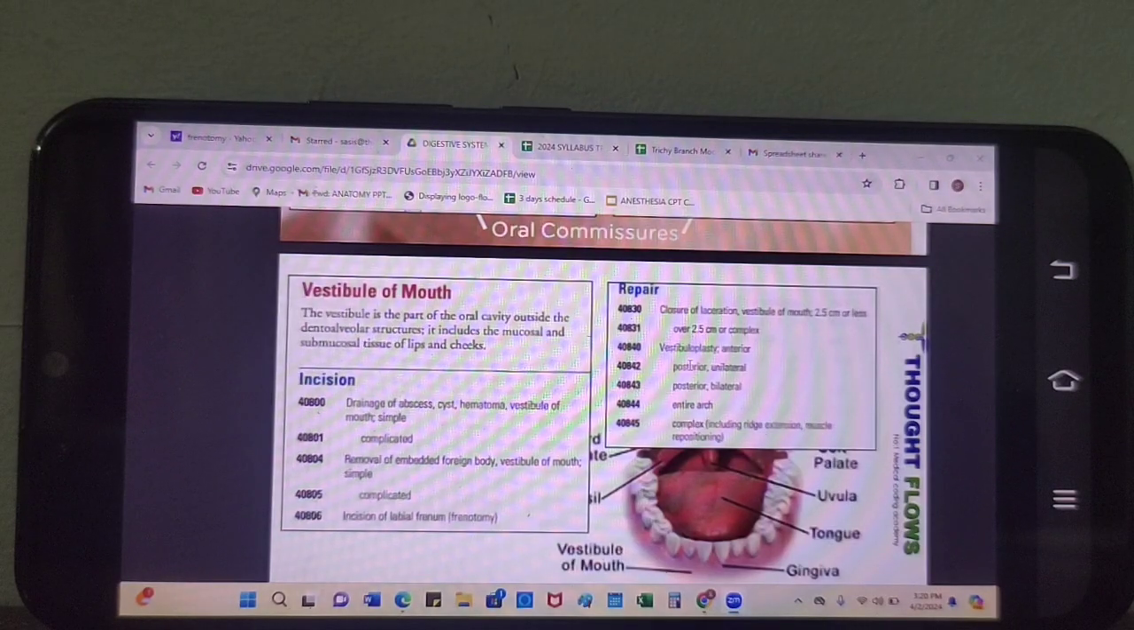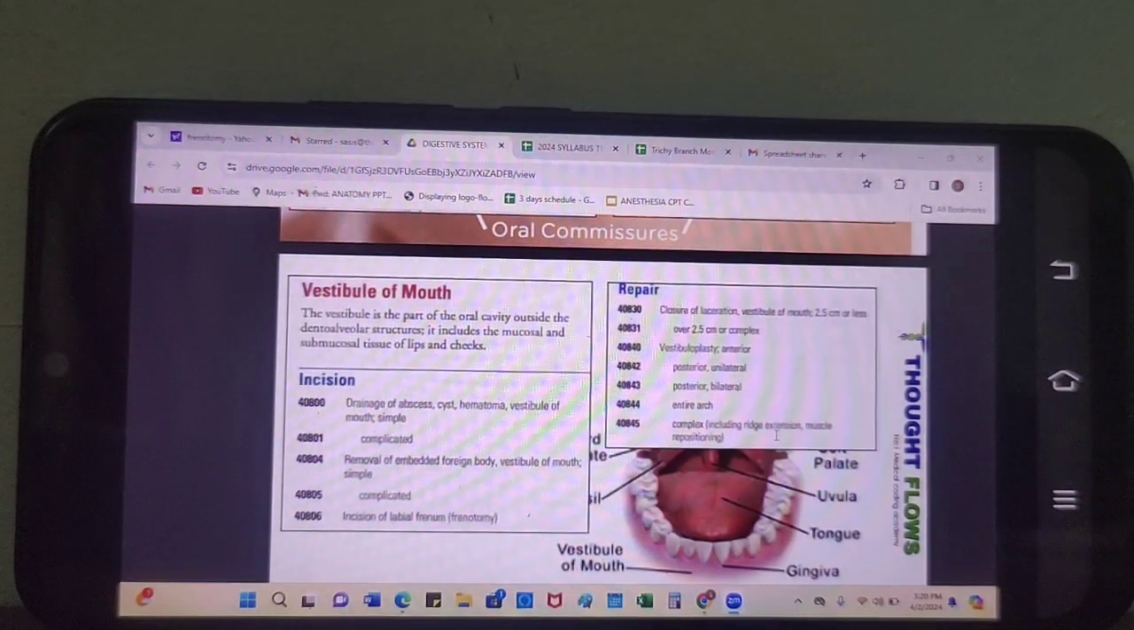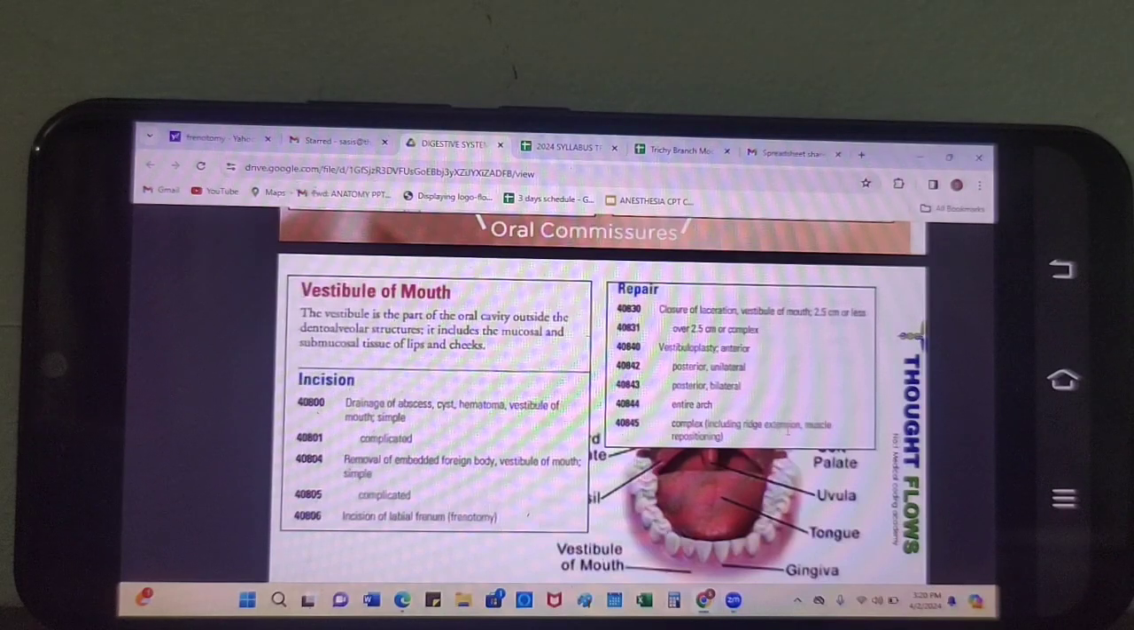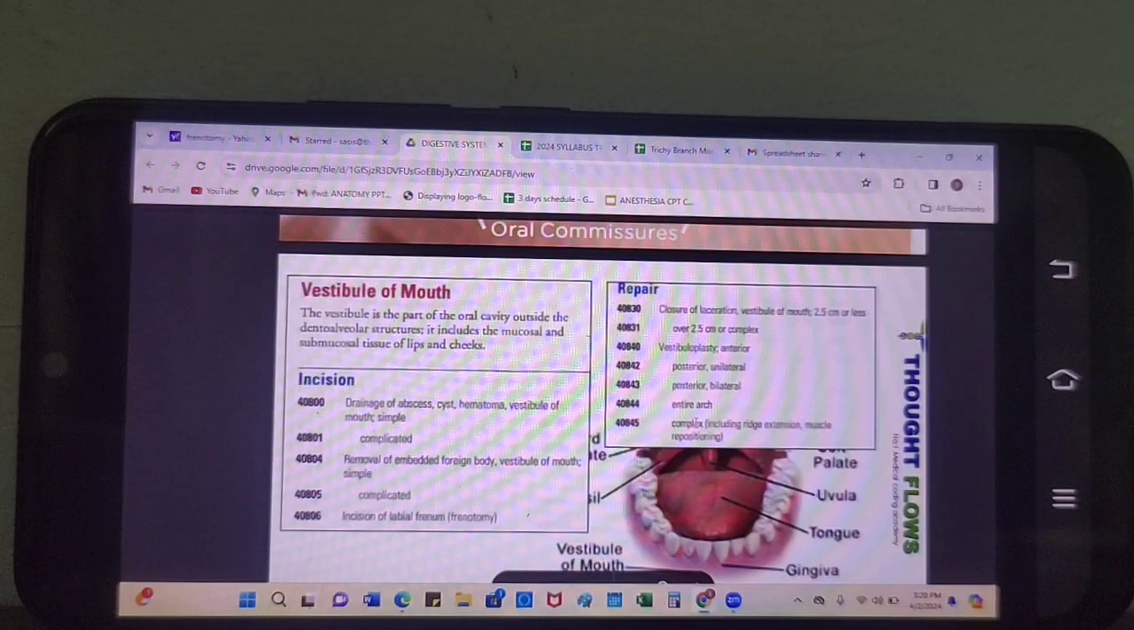For complex vestibuloplasty, go for 40845. Here, ridge extension with muscle repositioning are the key terms for complex vestibuloplasty.